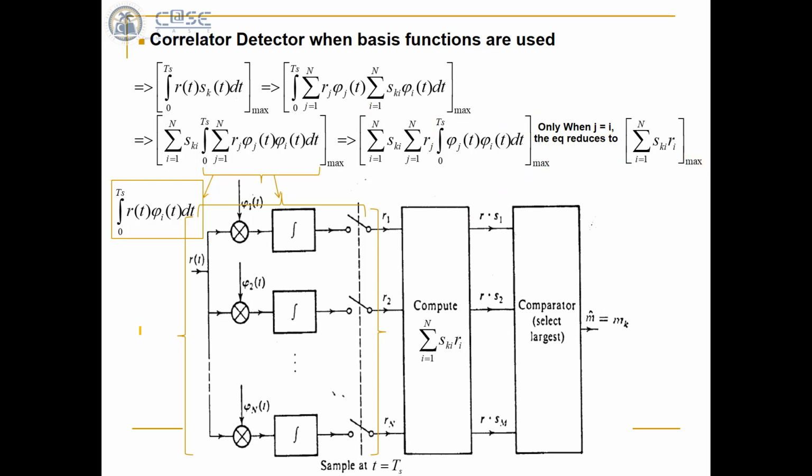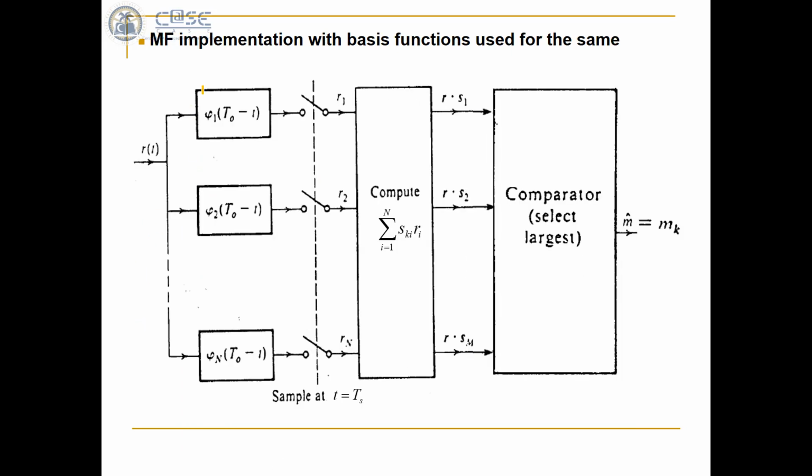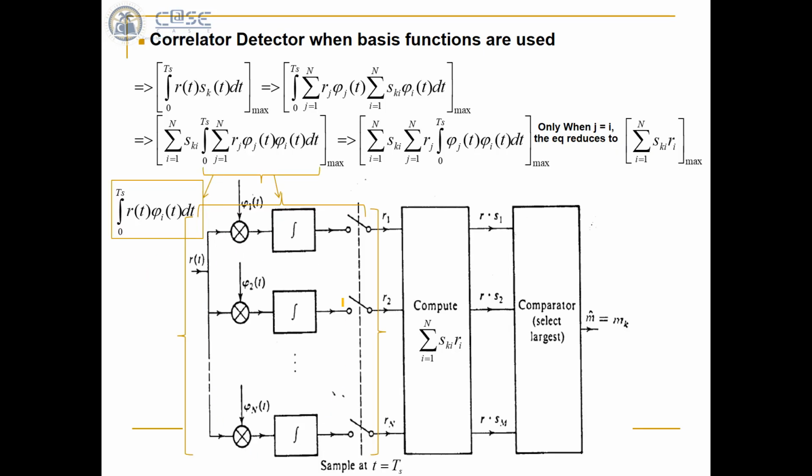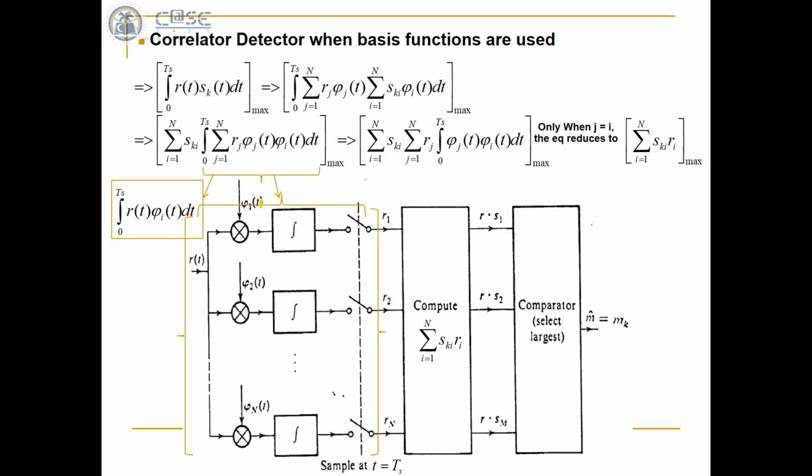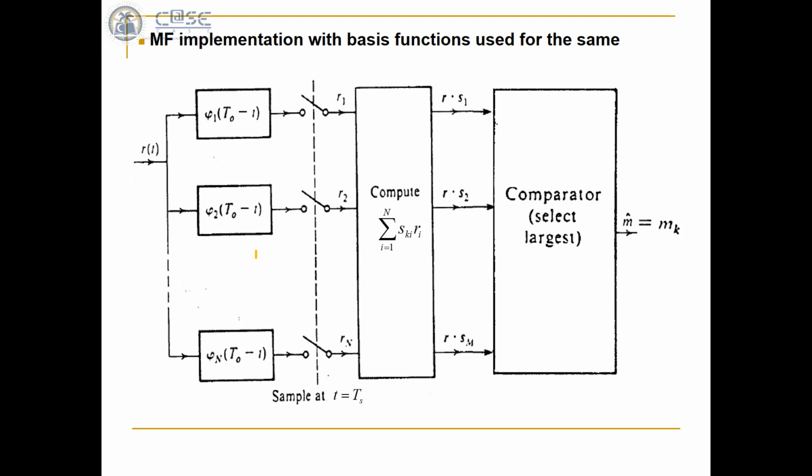You can have the match filter version of the same MAP rule. Here we have used the match filters instead of the correlators in the previous slide. You can see the correlators are being replaced with the match filters. Each match filter has an impulse response that is matched with one of the possible basis functions: phi 1 of Ts minus t, phi 2 of Ts minus t, and so on till phi N of Ts minus t. The same block diagram, only we have replaced the correlators with the match filters.